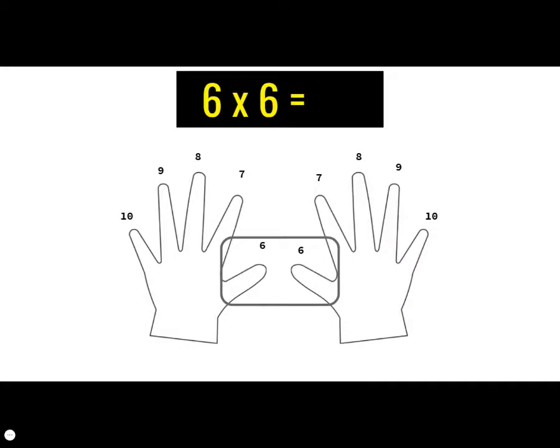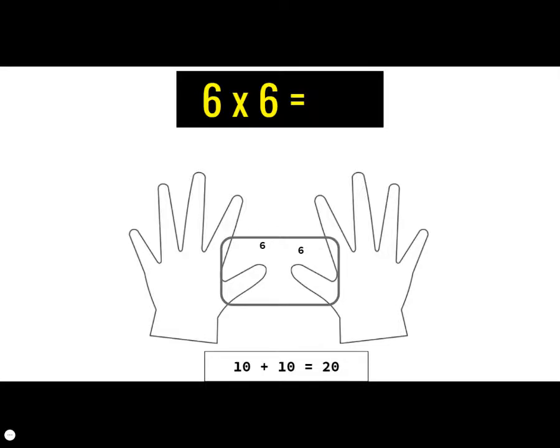Let's try this last one. 6 times 6. Okay, so this one's a little bit tricky because we don't have any fingers below the fingers that are touching. So let's get rid of the other numbers, and we just have these two numbers. So 10 plus 10, that gives us 20. Remember, these numbers are added in 10.